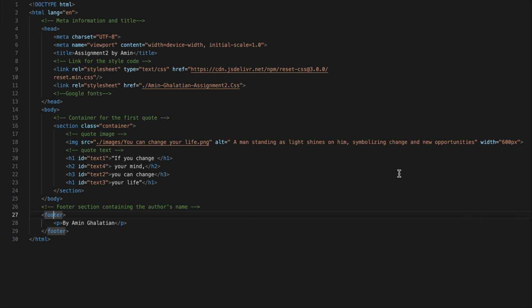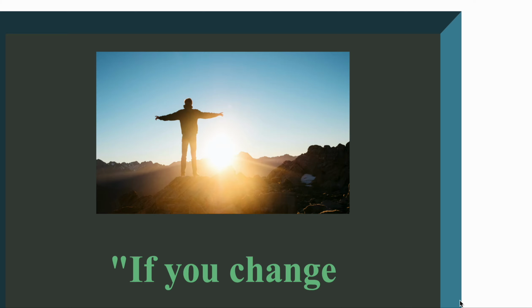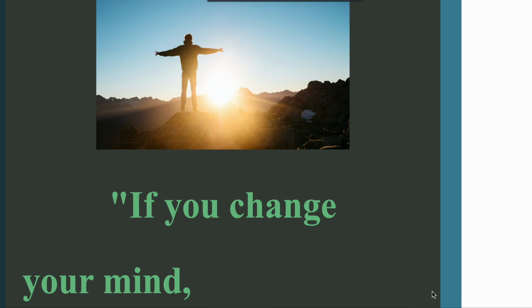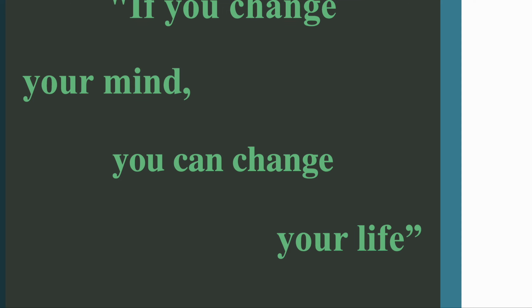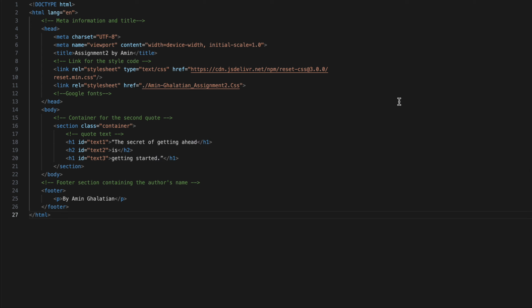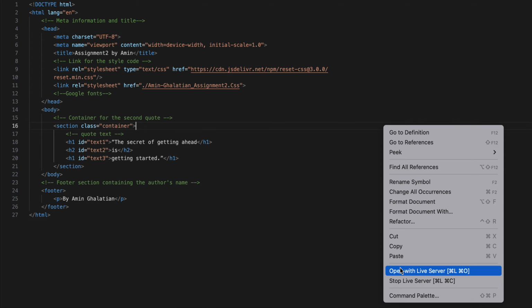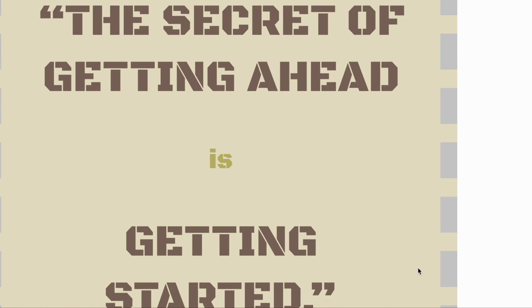We have to go to the HTML file, right click, and open it with live server. If you click here, here you can see the page. Let's go back to Visual Studio. If we go to the other HTML file, again do the same thing, right click and open with live server. You can see the other page right here.